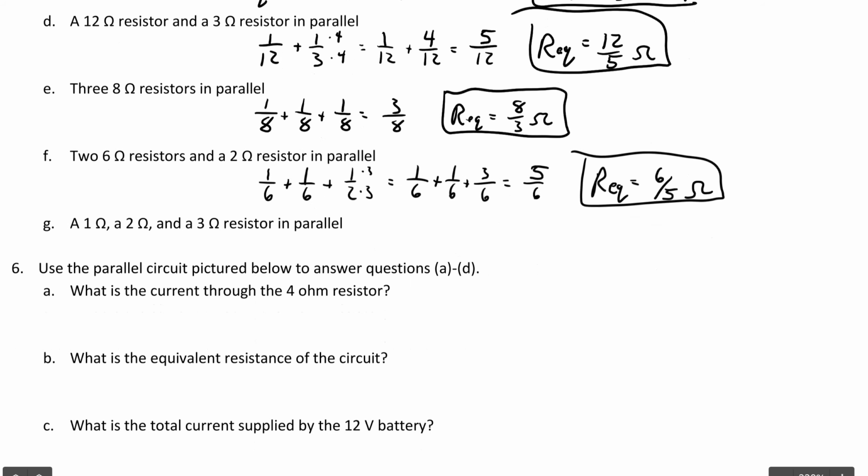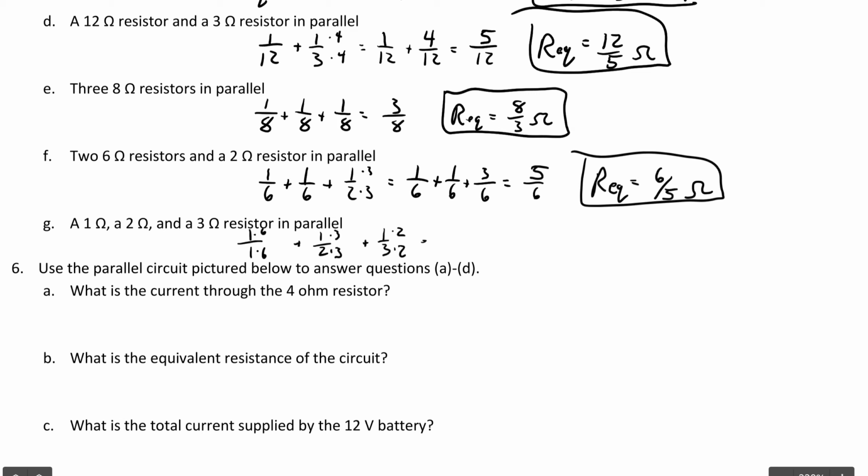All right, and then you have a 1 ohm, 2 ohm, and a 3 ohm resistor in parallel. So 1 over 1 ohm plus 1 over 2 ohms plus 1 over 3 ohms. What is the common denominator here? It's actually going to be 6. So let me space it out a little bit. To make this denominator 6, you have to multiply by 6, and whatever you do to the bottom, you have to do to the top to make sure the fraction stays equivalent. To make 2 into a 6, you multiply it by 3. To make a 3 into a 6, you multiply by 2. Whatever you do to the bottom, you do to the top.